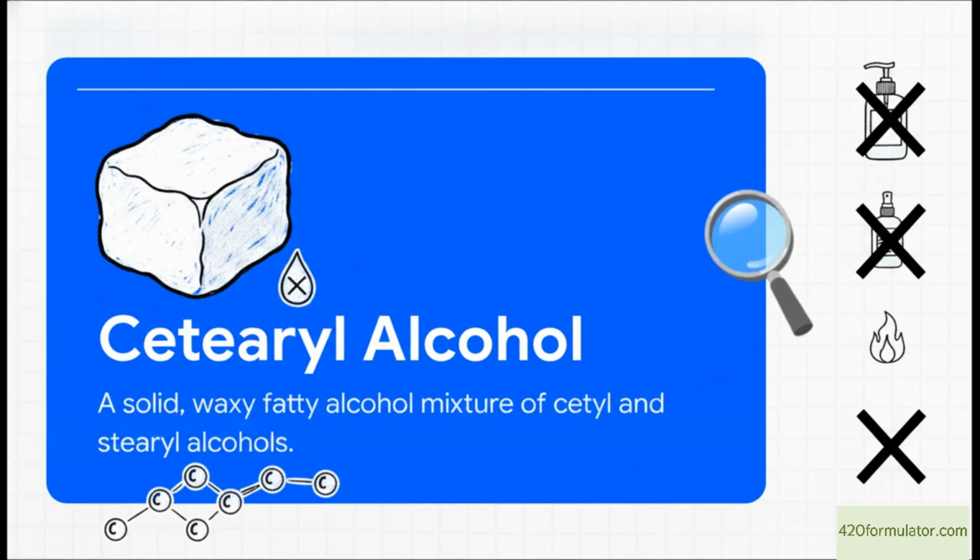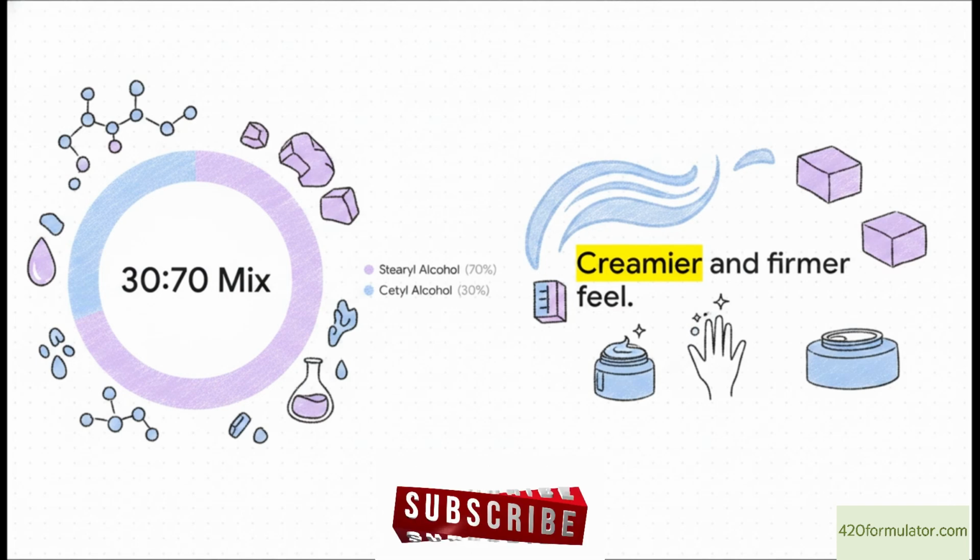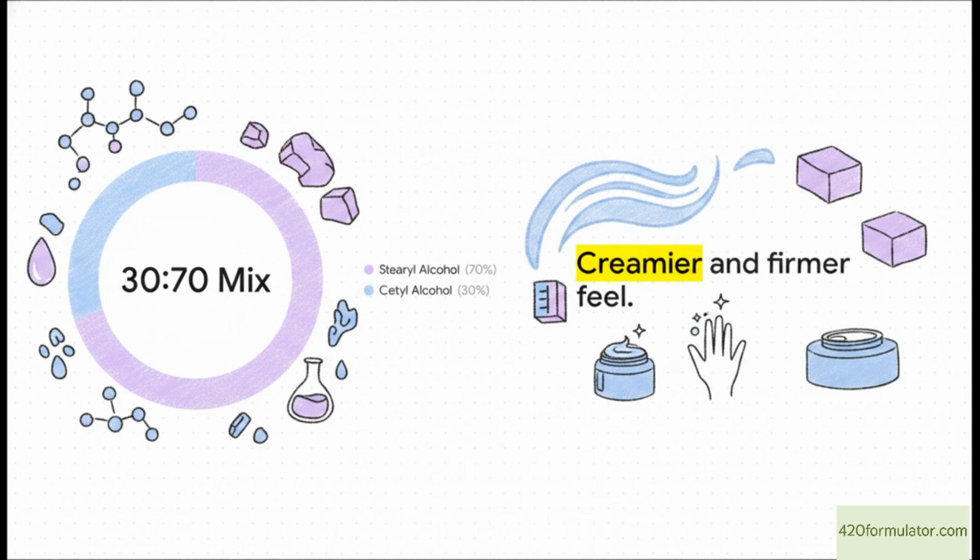It's a mixture predominantly made up of cetyl alcohol, which has a 16-carbon chain, and stearyl alcohol, which has an 18-carbon chain. That specific heavy structure is exactly why it behaves completely differently from liquid solvent alcohols. Now, here's where it gets interesting. Cetearyl alcohol isn't just one single uniform ingredient. Most home formulators actually use a standard 30-70 grade. That means it contains 30% cetyl alcohol and 70% stearyl alcohol.